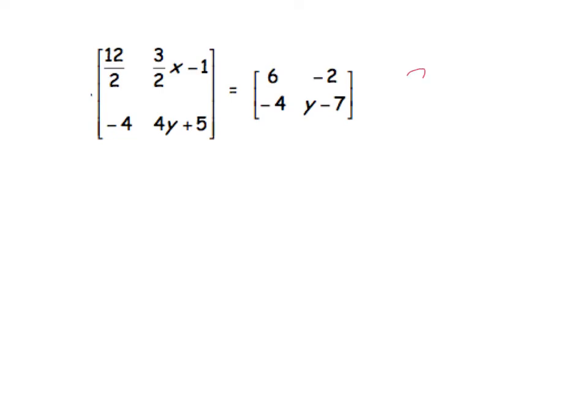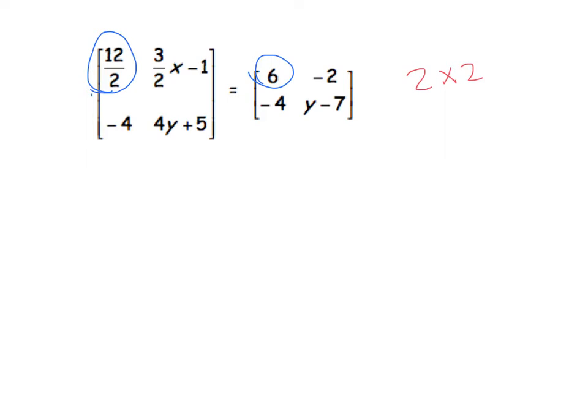Right off the bat, I'm going to notice that they are both 2 by 2 matrices. They both have 2 rows and they both have 2 columns. Now, because these are equivalent, I know that the corresponding entries are equivalent to each other. So I know that 12 over 2 has to equal 6. And, well, that's true. 12 divided by 2 is 6.